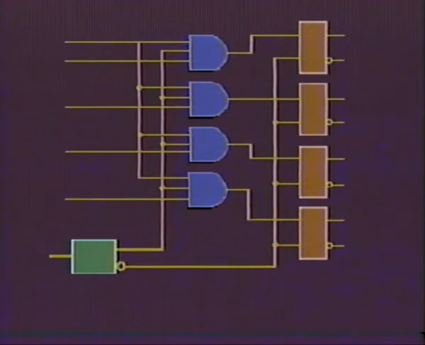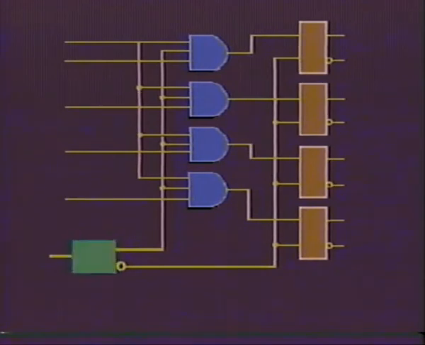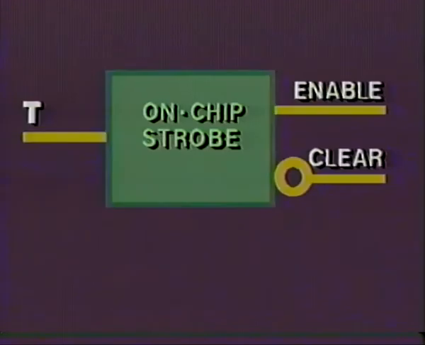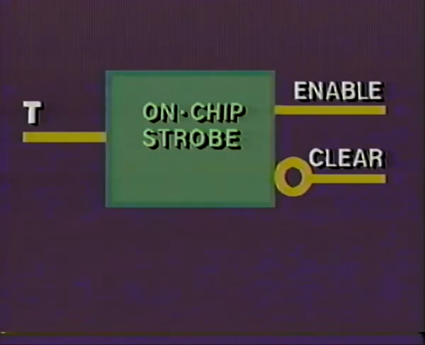Now let's take a look at another important gate array, the L type. The L gate array is a latch-type chip. It's called a 4-bit data latch with enable. All latches have an on-chip strobe. The strobe is fed by the clock, T, and outputs an enable and a clear.